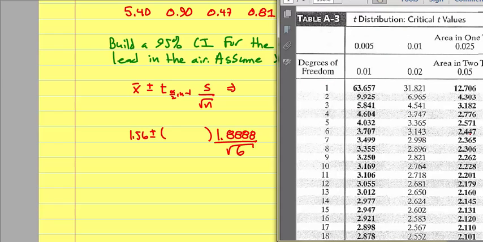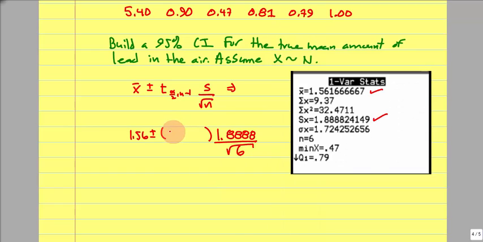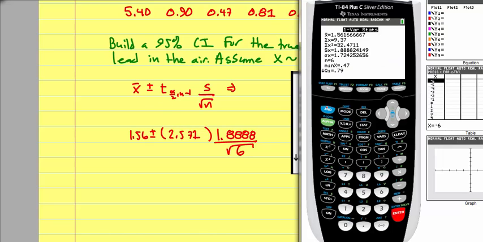So I'm looking down this third column to find my number of standard deviations I am above or below the mean. Now my sample size is 6 here, which means my degrees of freedom is 5. So I'd use 2.571. Now remember, you can also use your calculator to help you find that value.